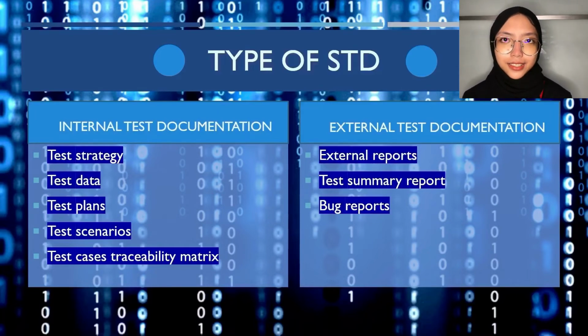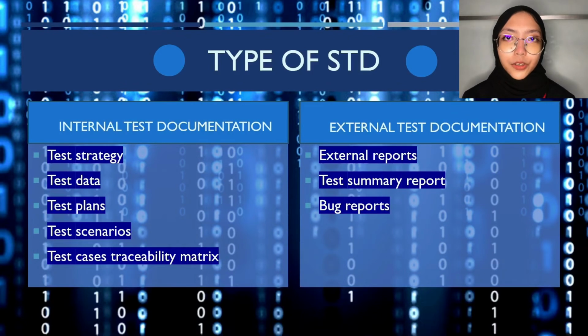Secondly, the external type of test documentation collects information from inner documentation but also emphasizes providing a visual data representation, graphs, diagrams, etc. The key components are external reports, test summary reports, and bug reports. The combination of internal and external documentation is the key to a deep understanding of all testing processes.